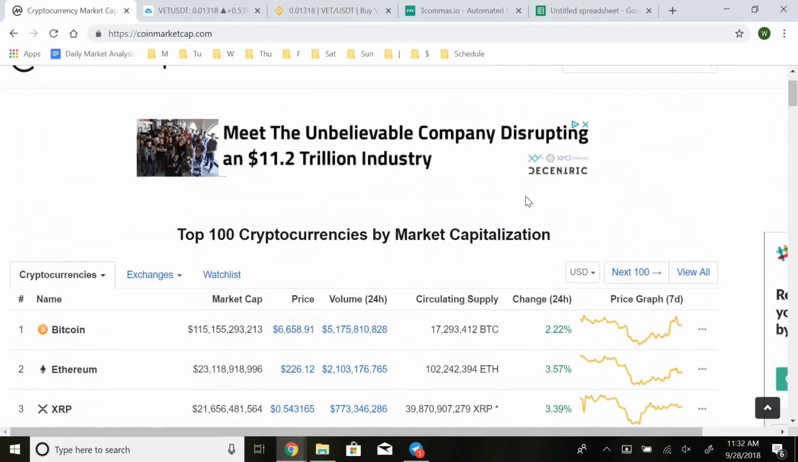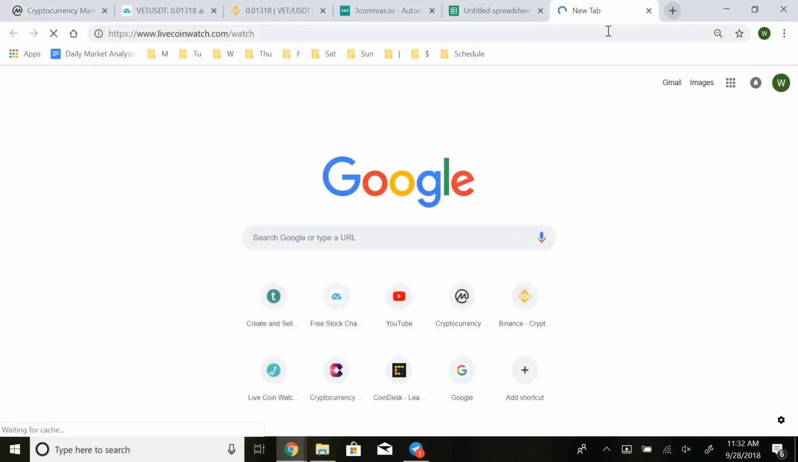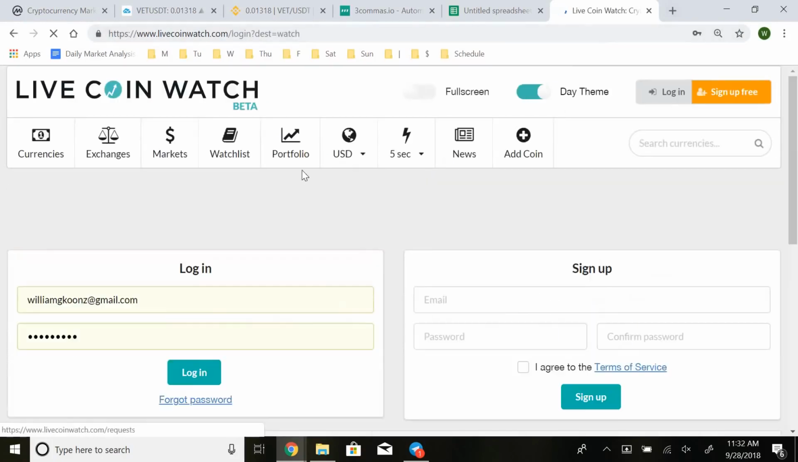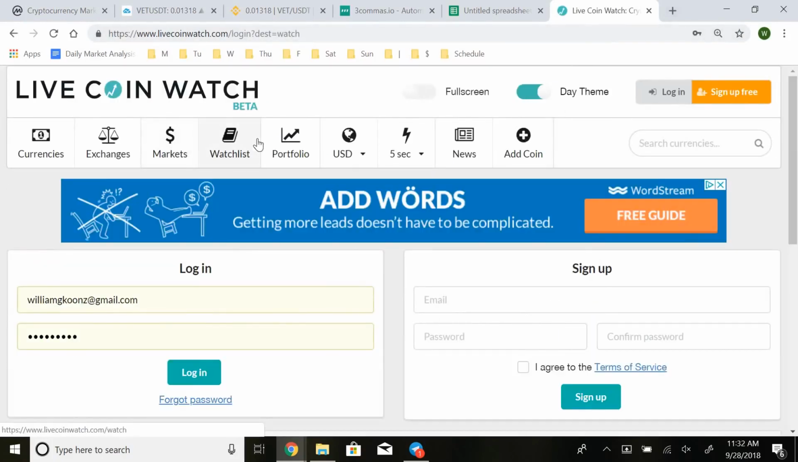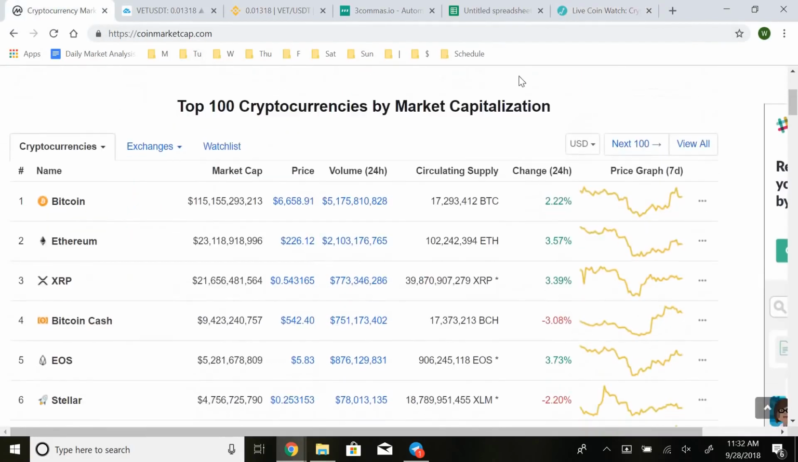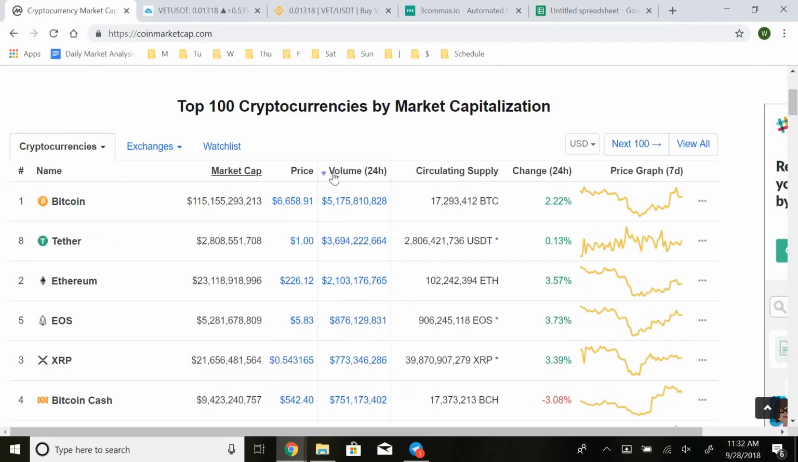So now that we've done that, what you want to do is go ahead and make a watch list. You can either do this on CoinMarketCap or on Live Coin Watch. This is the website I use for my watch list. I'm not going to show you my watch list because that's for my private group, but basically what you want to do is every day sort your watch list by volume, right? We discussed this in the first video, and I'm not going to repeat the reasons why.